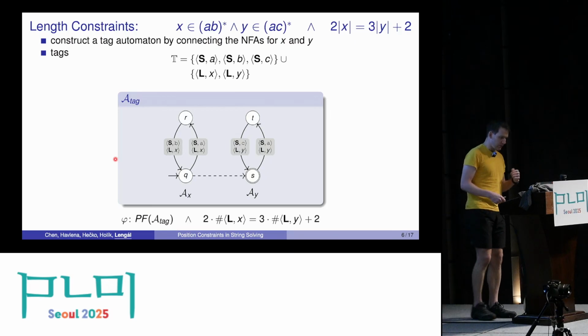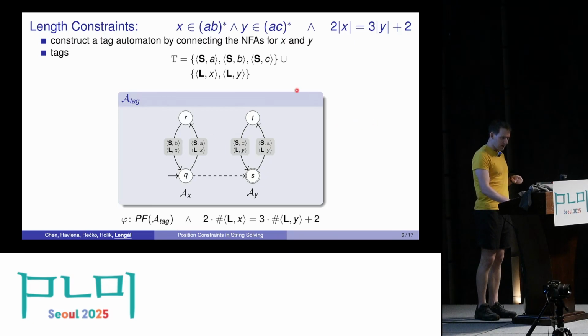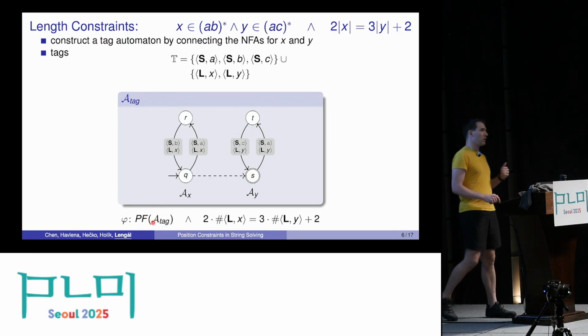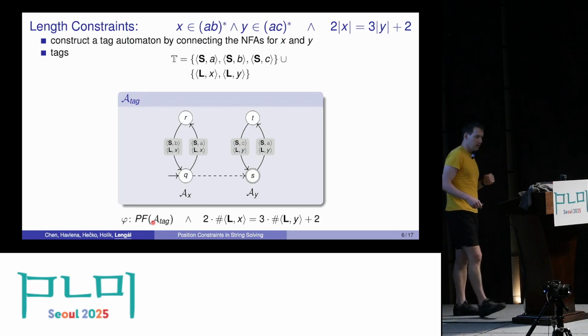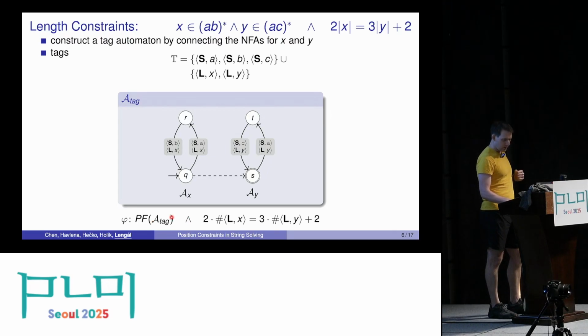So an example of how to translate this constraint into the linear integer arithmetic constraint is that we take the Parikh formula of the automaton. I will not talk here about how to construct the Parikh formula. That is a thing which is somehow standard in the literature. And we put there an additional constraint, which is saying that 2 times the number of occurrences of this tag needs to be equal to 3 times the number of occurrences of this tag plus 2.